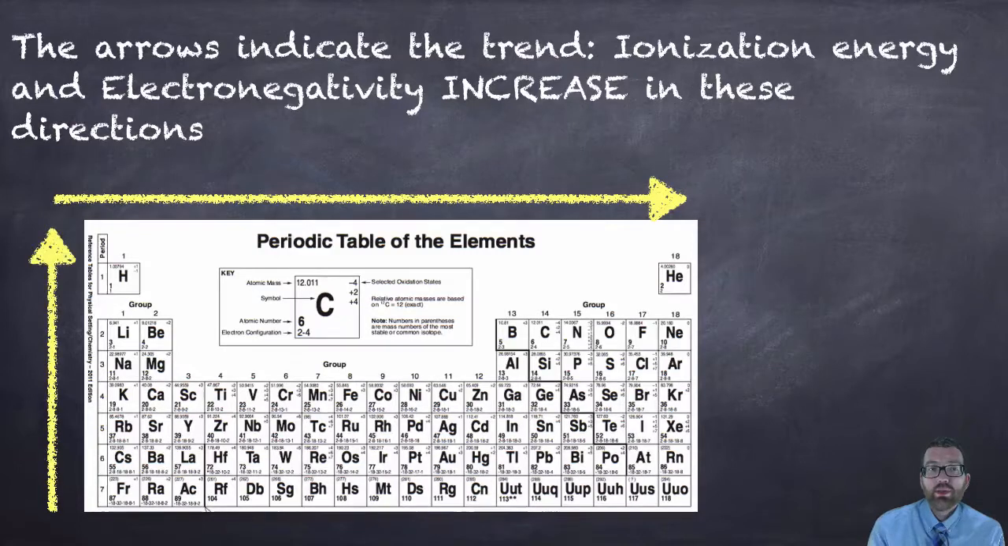Both trends also increase as you go up a group. Ionization energy and electronegativity are going to increase as you go up because there's less shells and less shielding. So the protons will have more of an influence on their own electrons and other electrons.